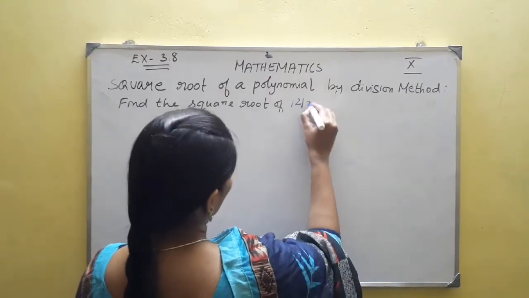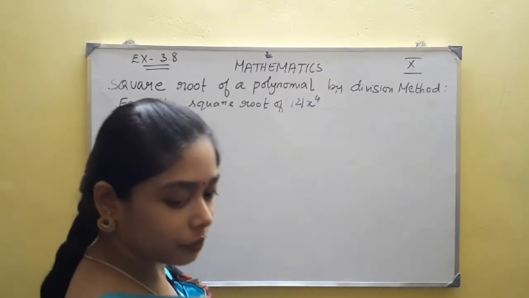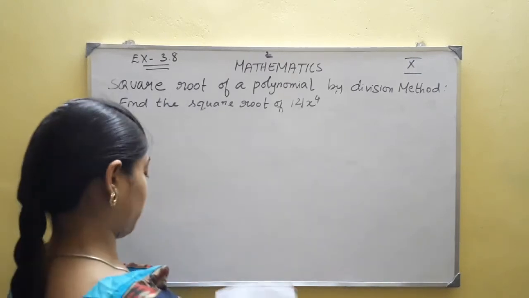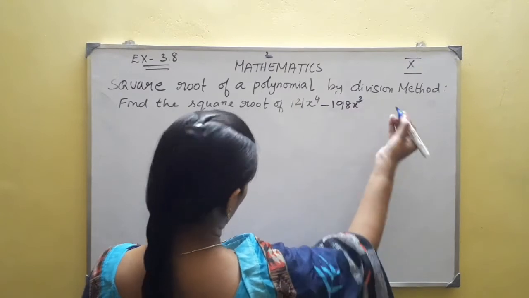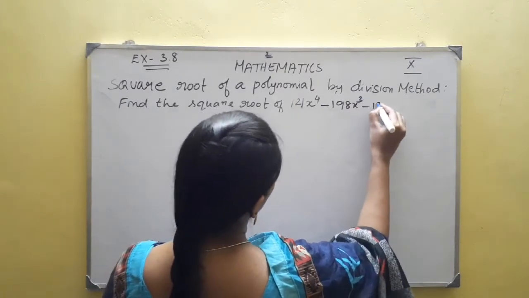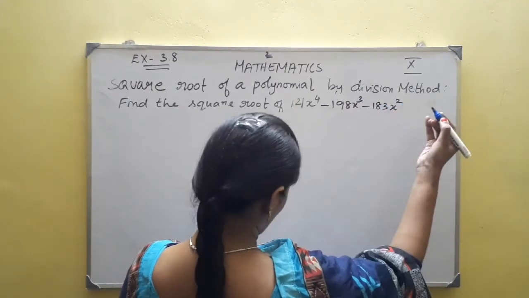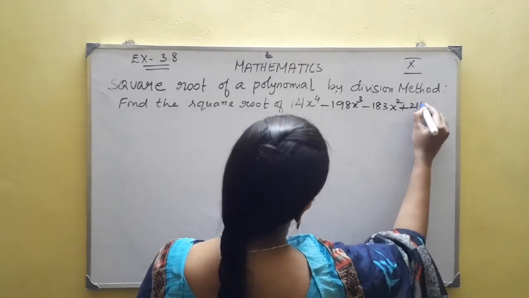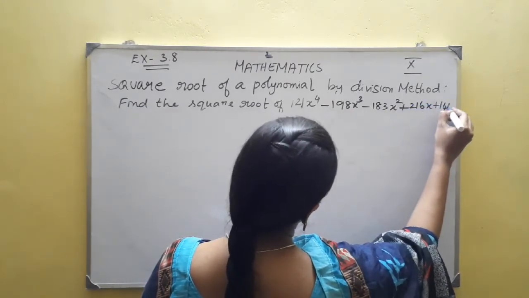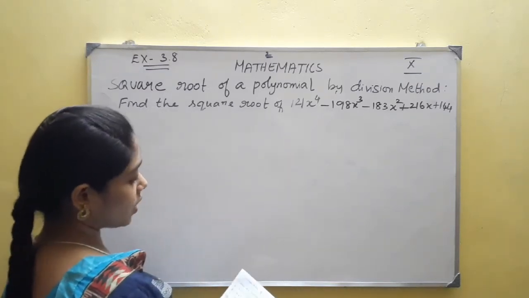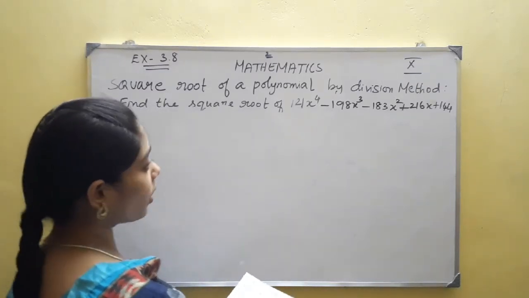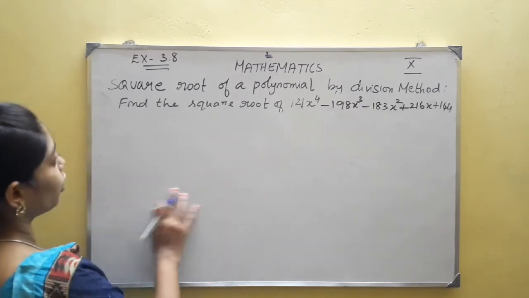121x power 4 minus 198x cube minus 183x square plus 216x plus 144. Okay, 121x power 4 minus 198x cube minus 183x square plus 216x plus 144.